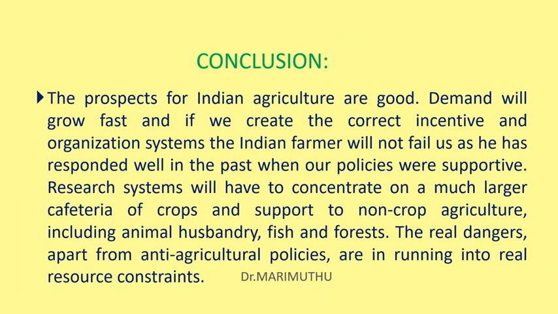The last part of the class is the concluding part. The research system will concentrate on a much larger cafeteria of crops and support to non-crop agriculture, including animal husbandry, fish and forest. The real dangers, apart from anti-agricultural policies, are running into real resource constraints. Generally, the prospects for Indian agriculture are good. The demand will grow fast, and if we create the correct incentive and organization systems, the Indian farmer will not fail, as he has responded well in the past when our policies were supportive. So if the government of India strictly follows these policies, then only the problems of Indian farmers may be solved. Up to this, we finish the class.